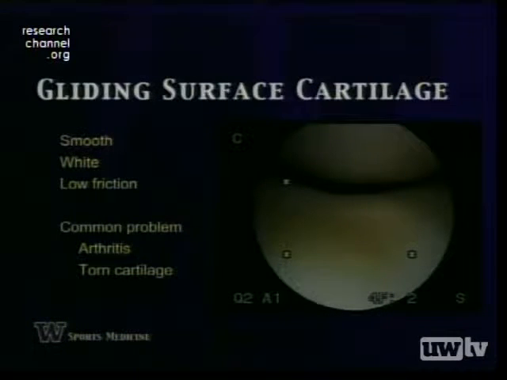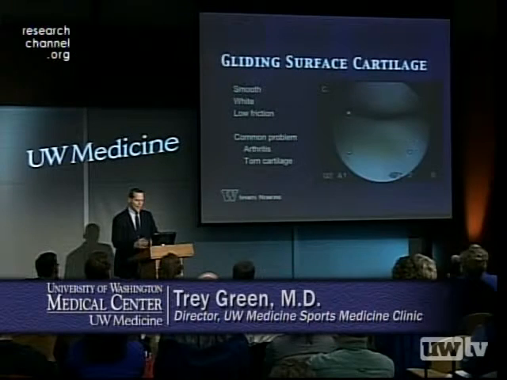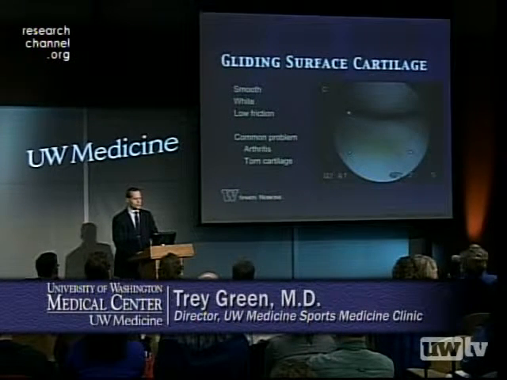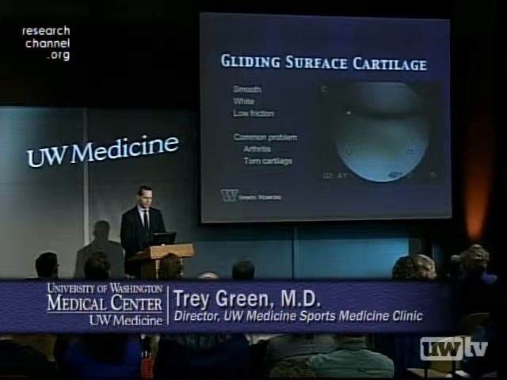The gliding surface cartilage is the white, smooth surface on the ends of the bones. If you've ever seen a chicken bone and looked at the end, it's that glistening white, smooth surface that provides a very low friction articulation between the bones. The common problems with the gliding surface cartilage are cartilage tears from trauma and also diseased cartilage such as arthritis.